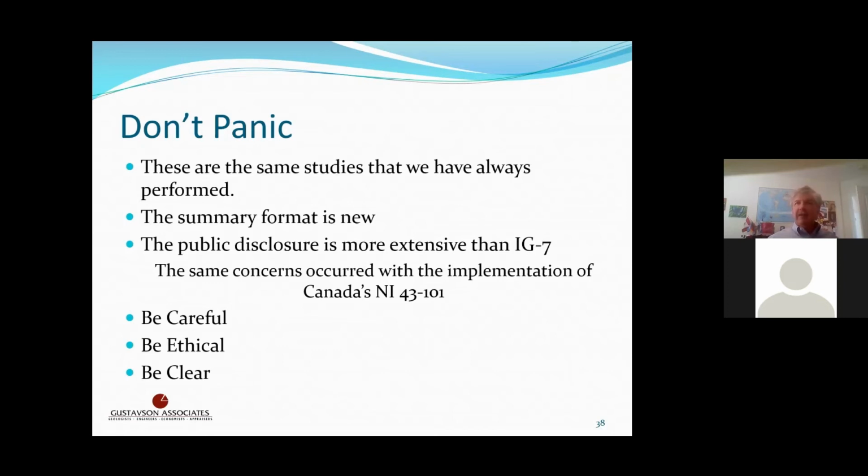Lastly, be careful, be ethical, and be very clear in your disclosure. That's errors made in good faith. I understand. I don't promise, but errors made in good faith will be tolerated and asked to be corrected. Errors made in poor faith will absolutely not be tolerated, as we all know.